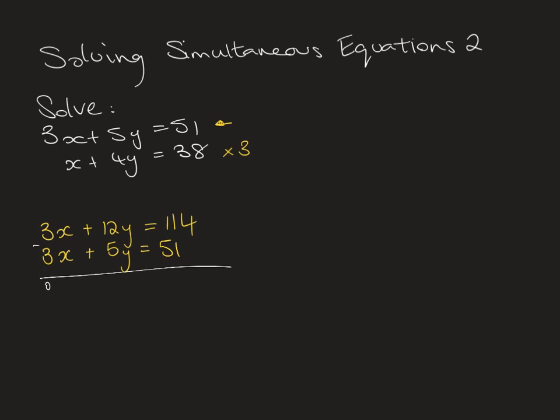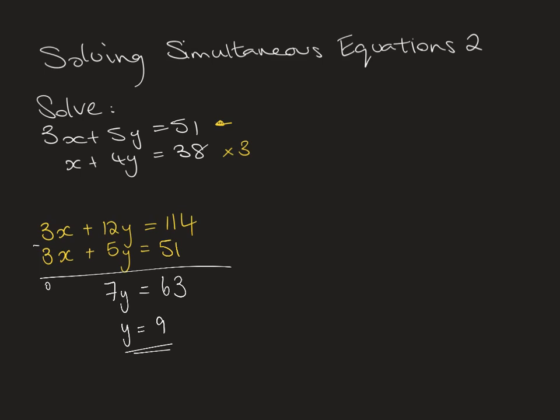Now in the middle, 12y take away 5y is 7y, and that's why I wrote them the other way around, so that would be positive. And then on the right hand side, 114 take away 51 is 63. If 7y is 63, dividing both sides by 7 gives me y is 9, and that's my first solution.